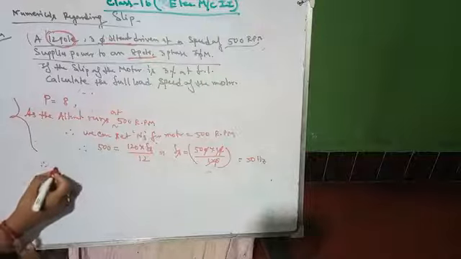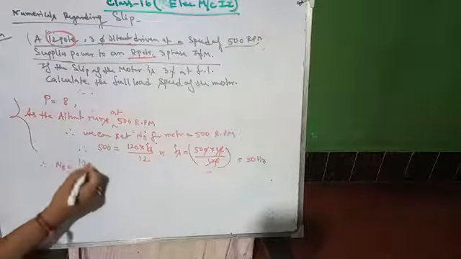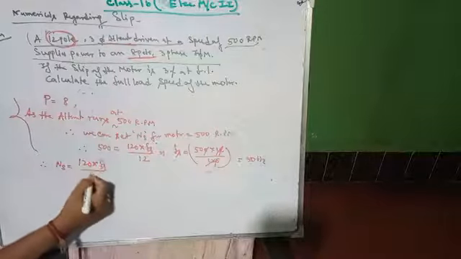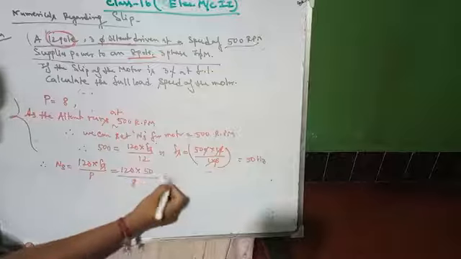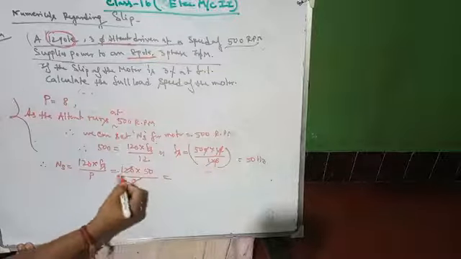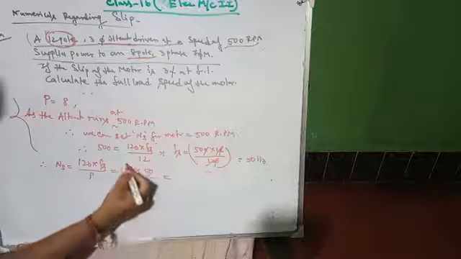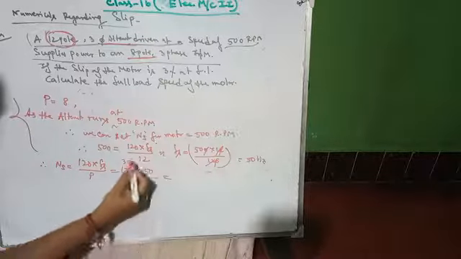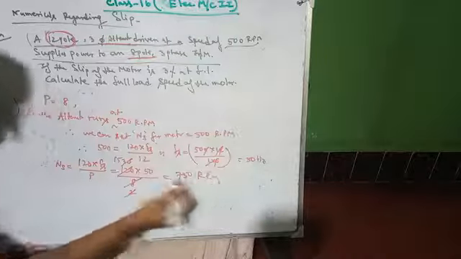So now you can find the actual Ns for the motor, 120 Fs by P, which equals 120 into 50 by 8, right? Cancel out by 4, that will be 2, cancel out by 4, that will be 30. So it will be 15, so 750 rpm is your synchronous speed.